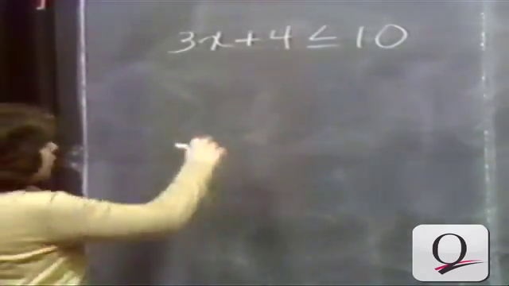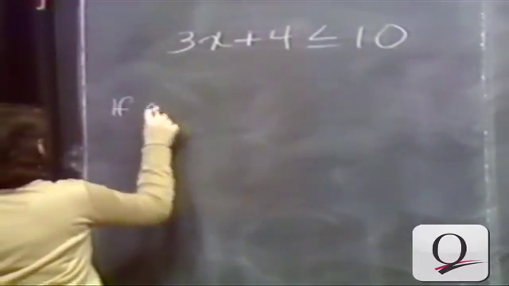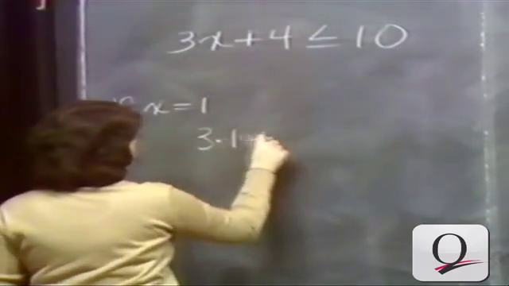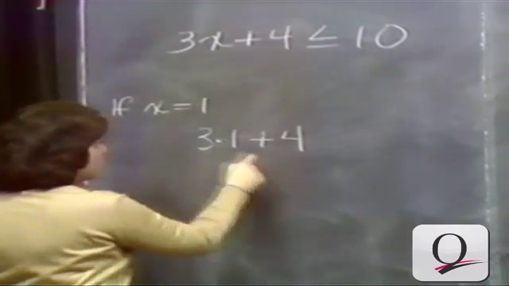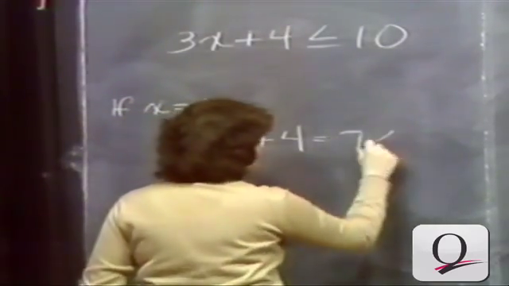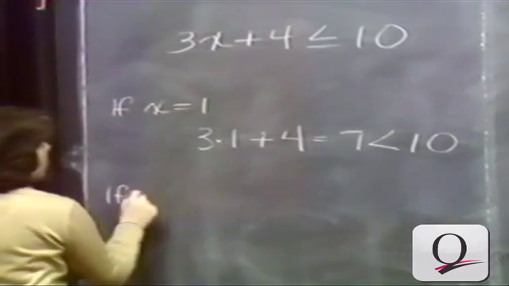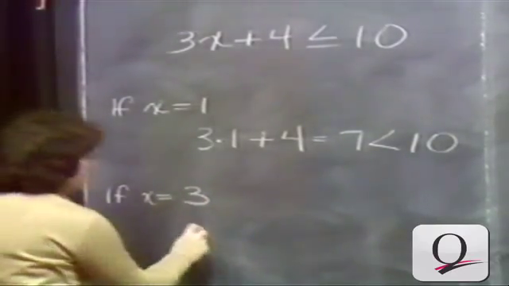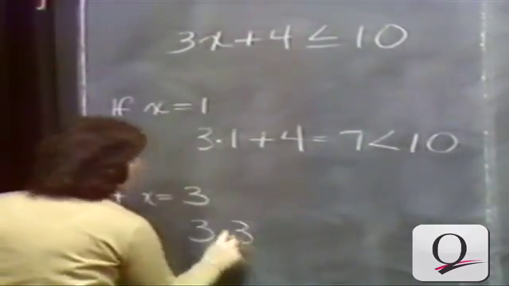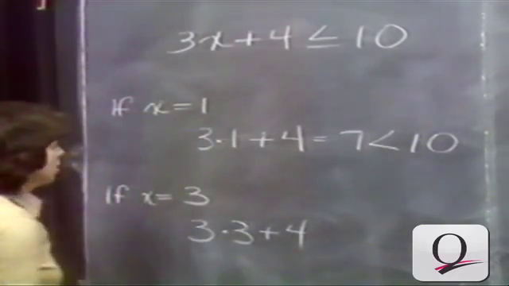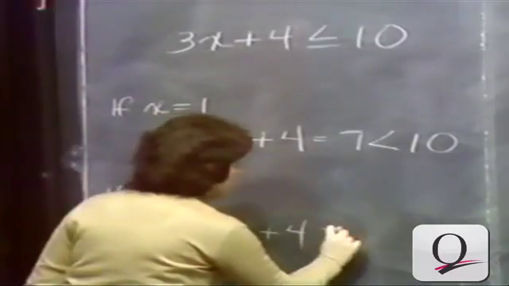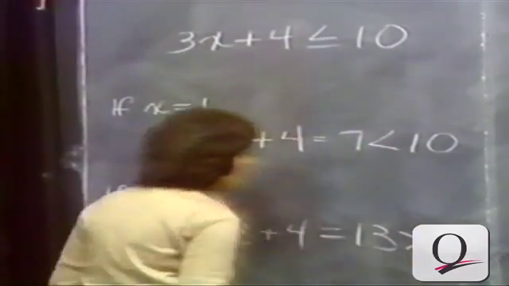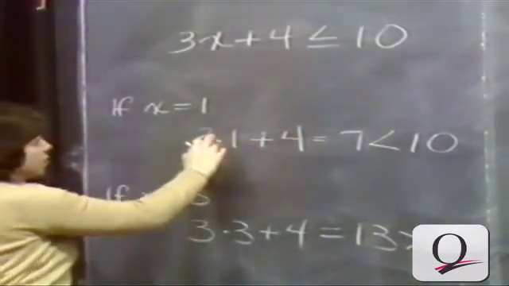For example, if x is equal to 1, we would get 3 times 1 plus 4. We get 3 plus 4, which is 7, and that is less than 10. But if we, let's say, x equal to 3, we would get 3 times 3 plus 4, which is 9 plus 4, or 13. And that's certainly not less than 10. That's greater than 10.